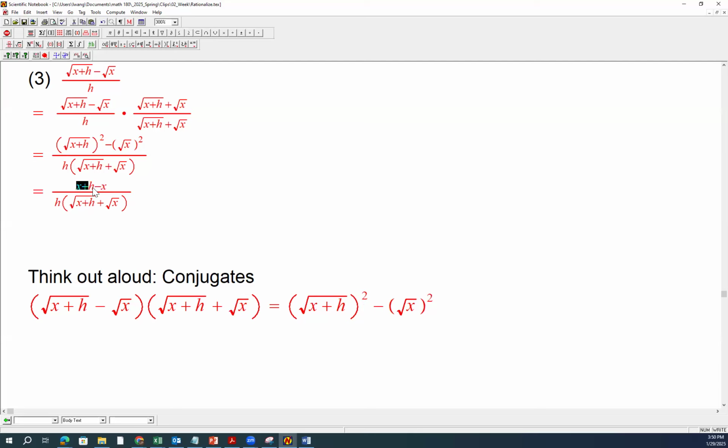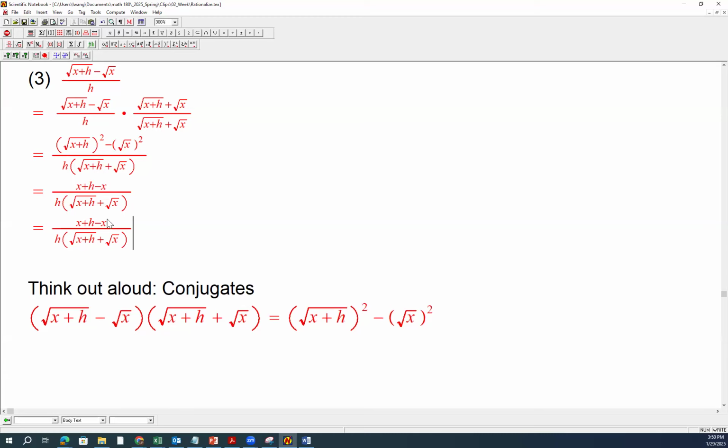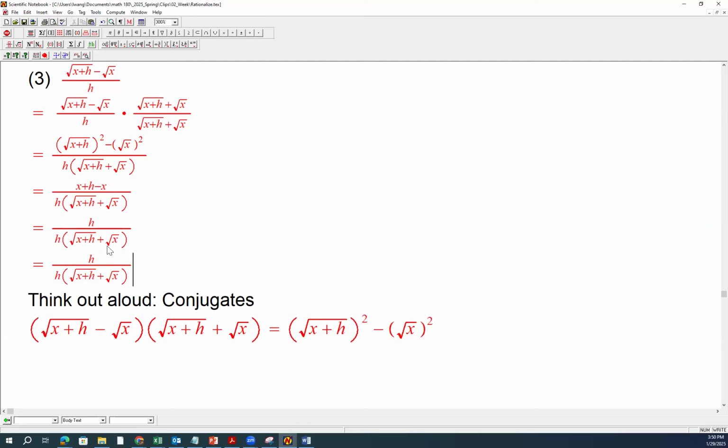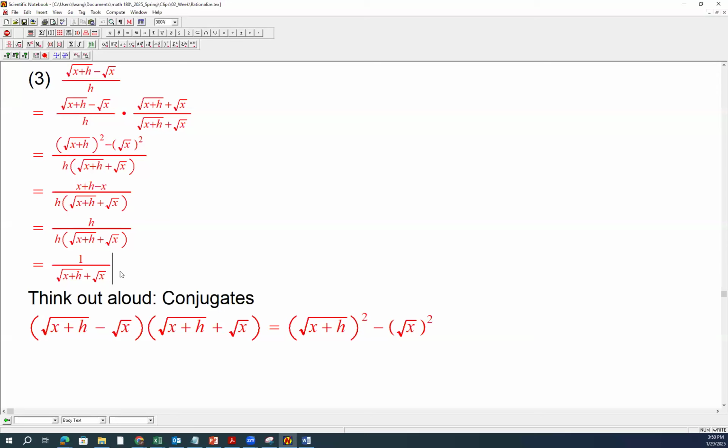So x minus x, that makes 0. So we will have just one h left on the top. And h reduced, and we will get h reduced. We no longer need the parentheses, and that's the end. That's the end. Okay? So that was number 3.